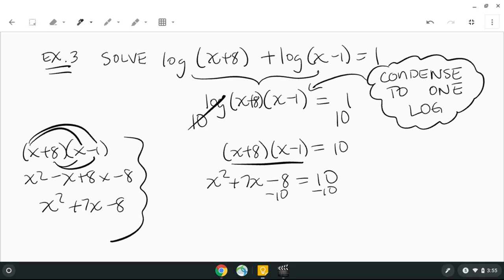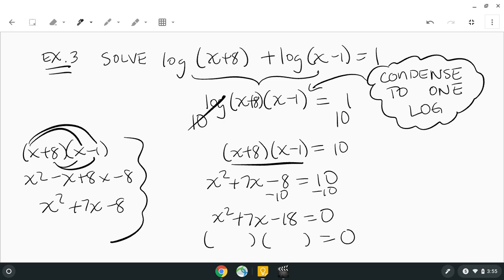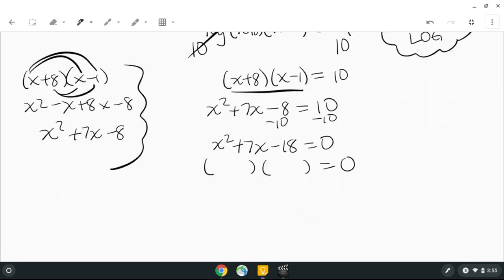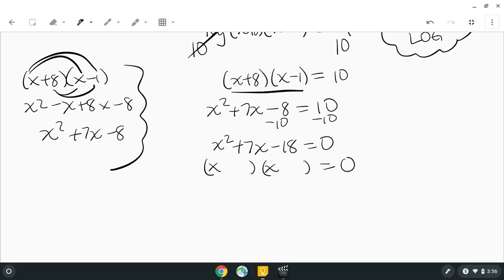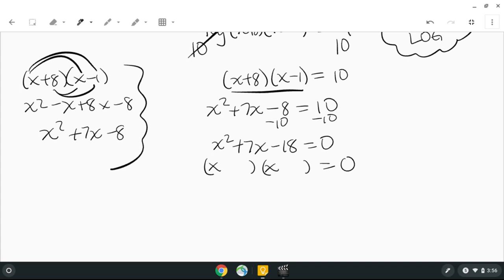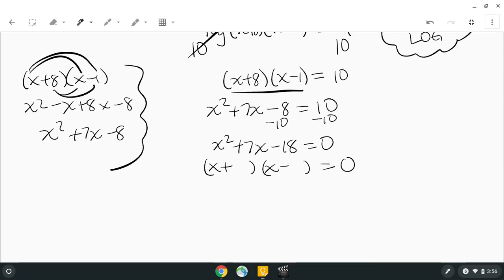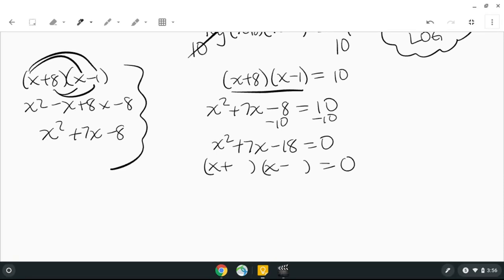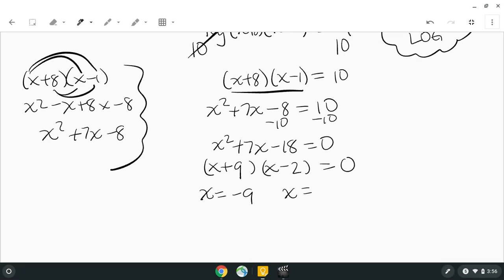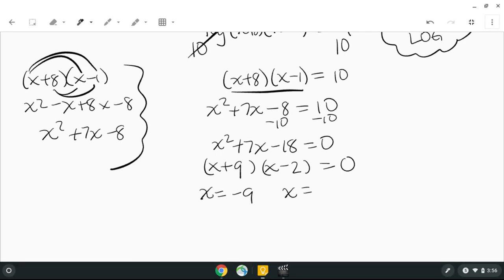So I get x squared plus 7x minus 18 equals 0. Okay, and I'm going to go ahead and factor this. Okay, so we're trying to find x times x to make x squared. We need one positive, one negative, and it looks like it's going to be 9 and 2. Positive 9 and negative 2. Okay, so my answers so far are going to be x equals negative 9, and x equals 2.